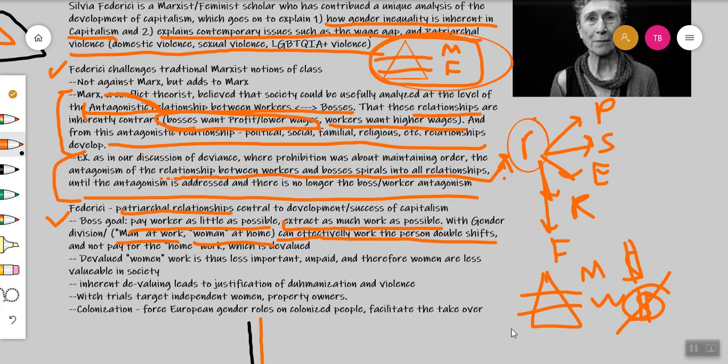So over time, this naturalizes the devaluing of women and feminine work and leads to justification and dehumanization and violence. So Federici would go on to argue that this is how two big acts of violence, the witch trials and colonization, were justified. So the witch trials, as Federici argues in her book Caliban and the Witch, target independent women, property owners, or any families that had non-traditional sorts of structures.